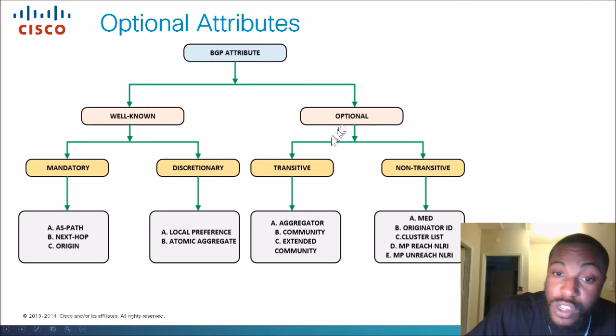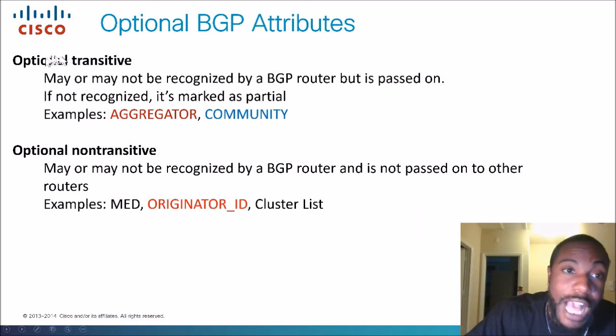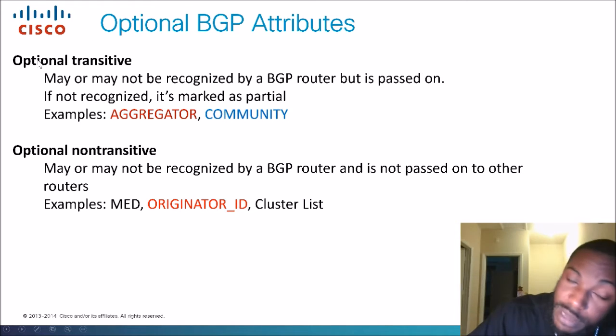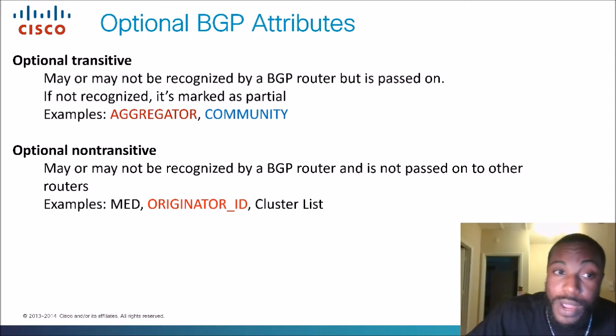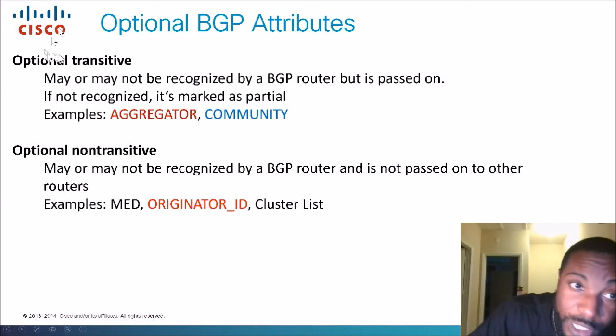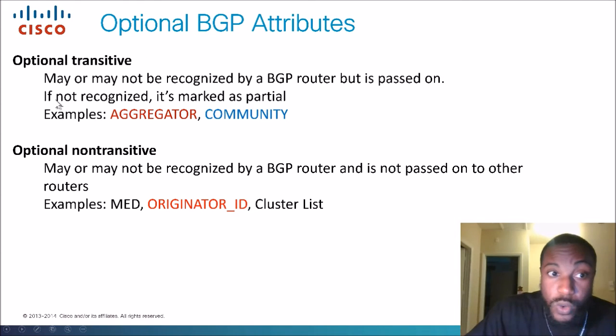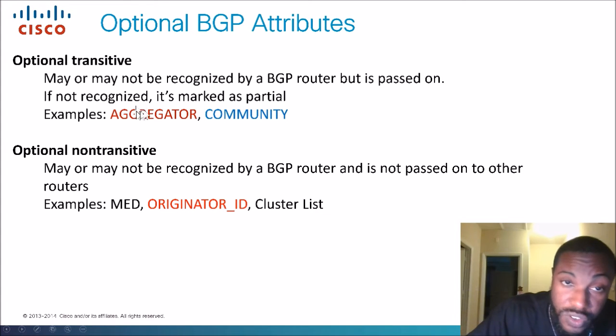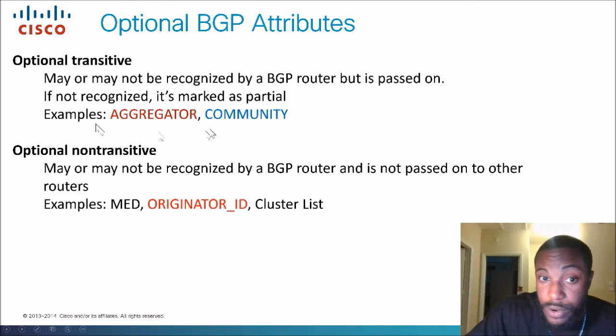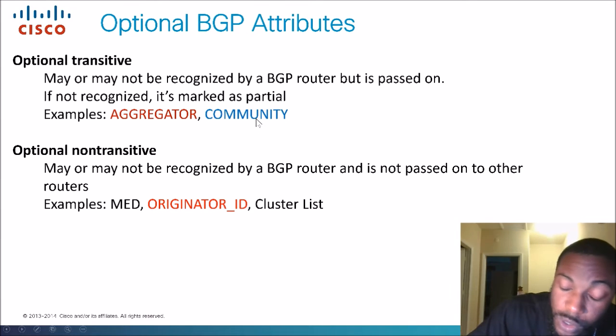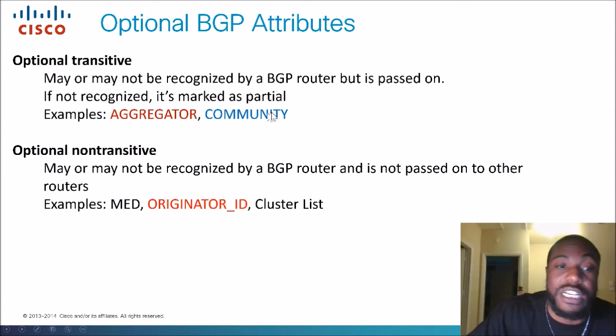So we're going to first start off with optional transitive. When we say optional, we said that they may or may not be recognized by a BGP router, right? Now, when we say transitive, that means the update will be passed on. So if it's not recognized, it's marked as partial. Some examples of optional transitive BGP attributes are aggregator and community. Again, we'll talk about those a little more in depth in the next couple of slides.